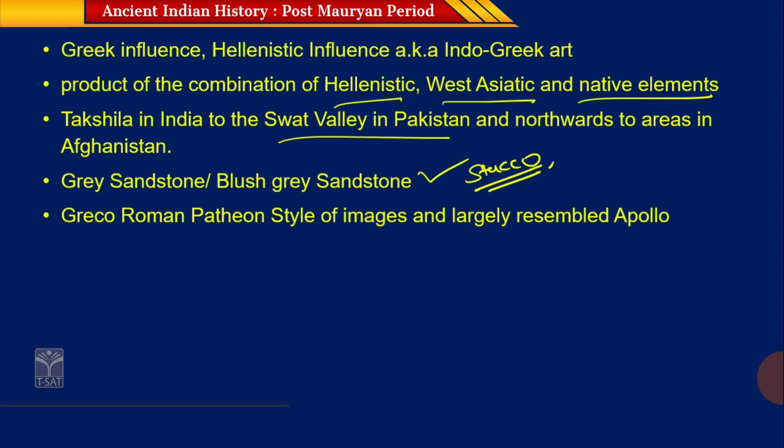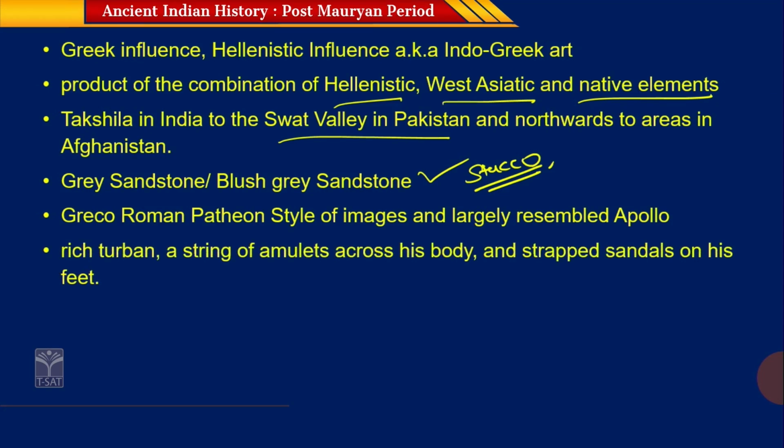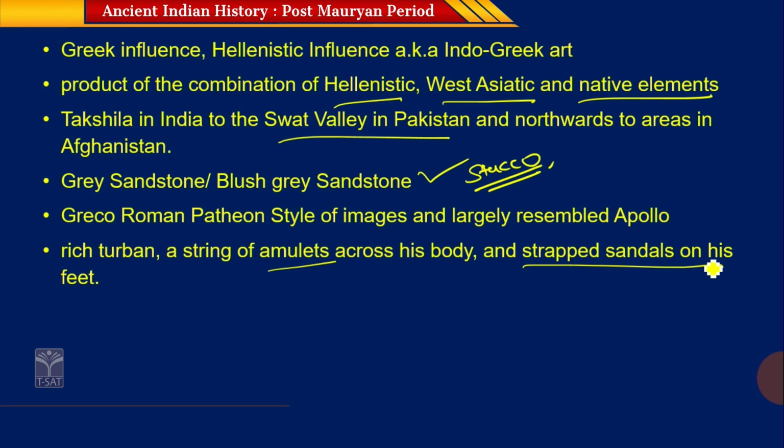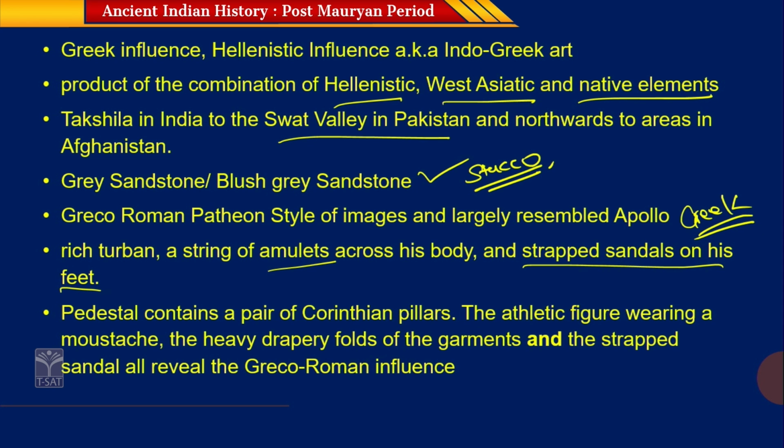Greco-Roman Pantheon style images, where Buddha looks almost like a Greek god. Greek Pantheon gods like Zeus or like Apollo. Largely resembling Apollo. Very rich turban. A string of amulets. Amulets are little locket type of things across the body like bracelets and neck. And strapped sandals on the feet. This is also something specifically Greek-Roman. Strapped sandals were not really a practice in India.